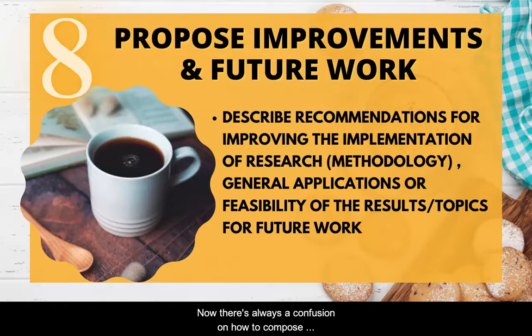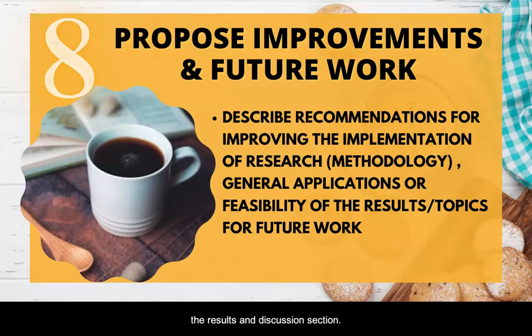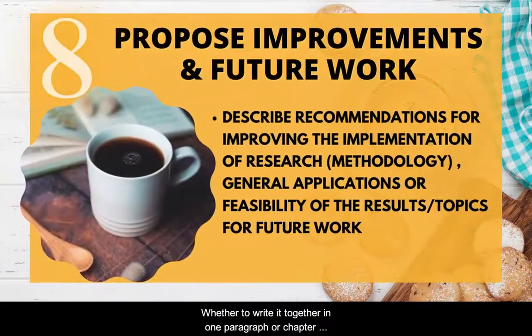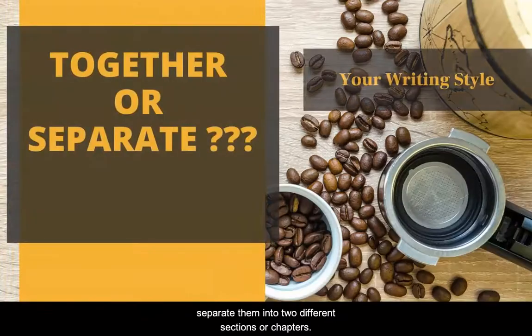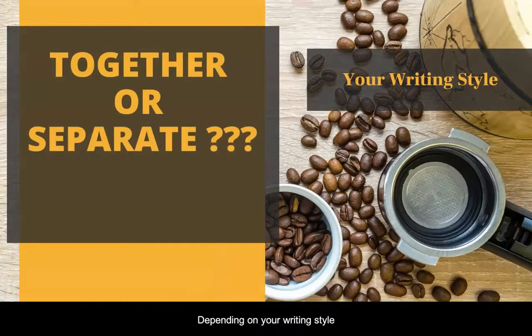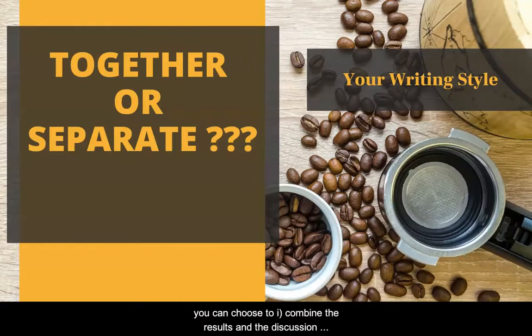Now, there's always a confusion on how to compose the results and discussion section. Whether we can write it together in one paragraph or chapter, or separate them into different sections or chapters. It all depends on your writing style. You can also discuss with your supervisor which are the most suitable methods to present your results and discussion. You can choose either to combine the results and discussion in one section or to keep them separately.